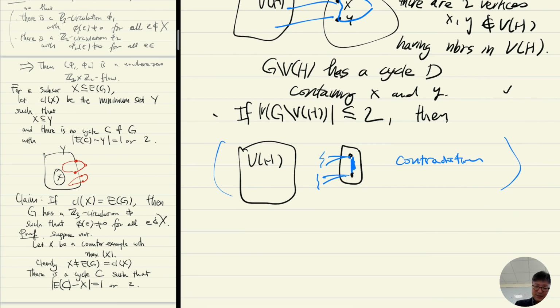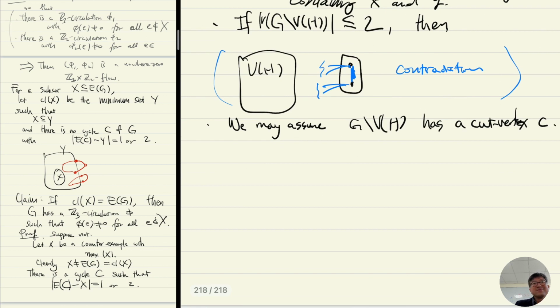So that means we may assume G delete V over H has a cut vertex, C, let's say. Now, right? Okay, cut vertex. You have a cut vertex C.